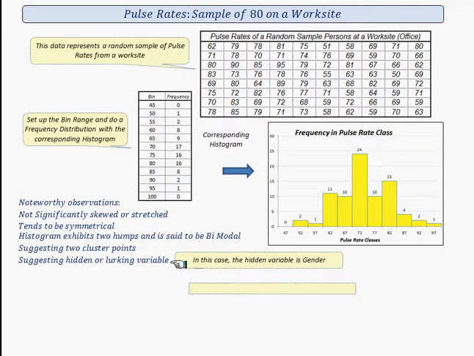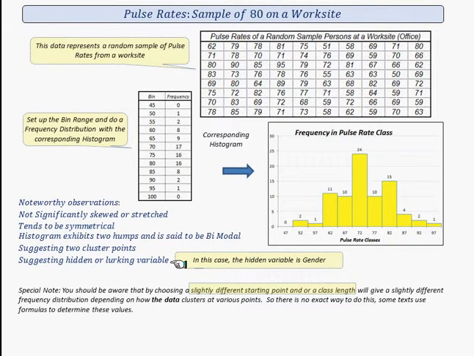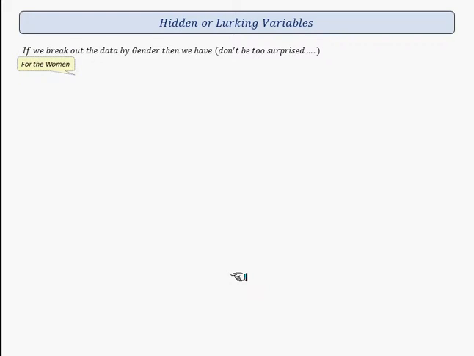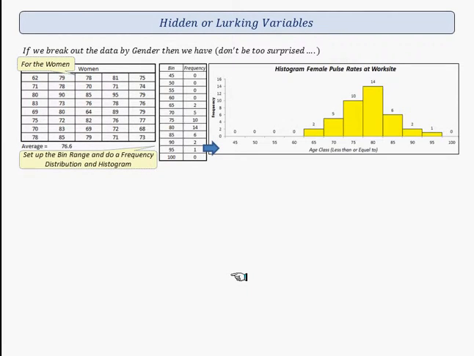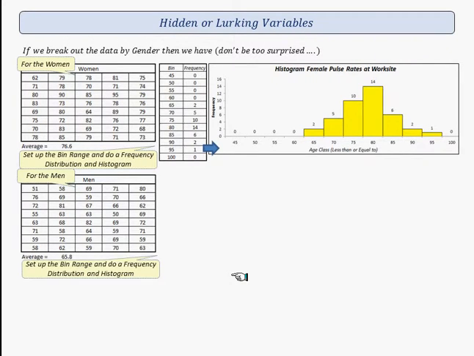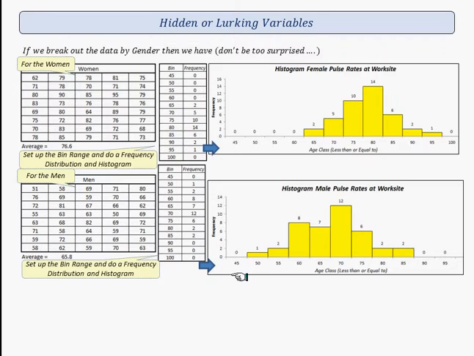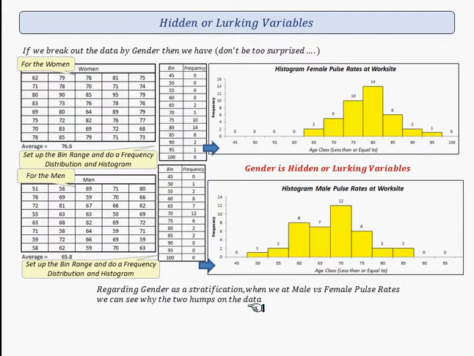In this case, it's gender, and so we look at gender as an issue, and we separate them here. For women here we have the bin range and the histogram, and for the men we have a similar bin range and that histogram. You can see they peak at different places, so that's why the two humps in the previous data set. So gender is a lurking variable.